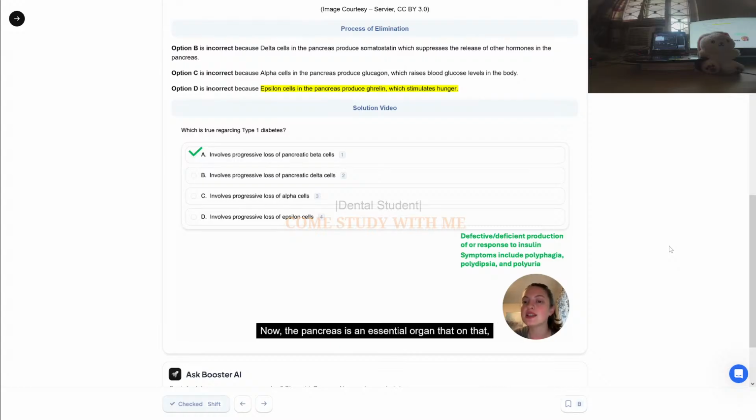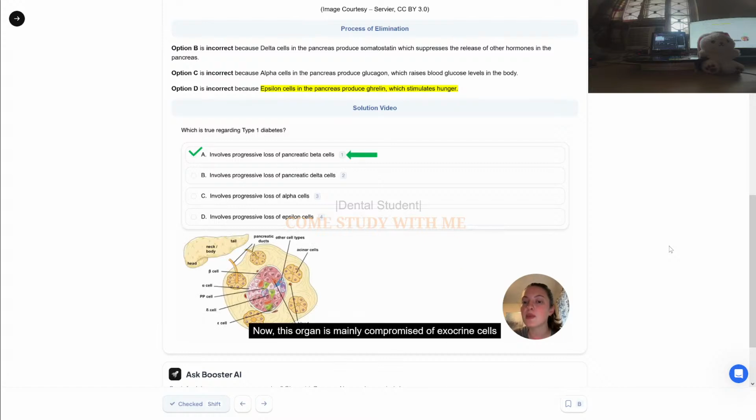Now, the pancreas is an essential organ that not only plays a role in digestion, but also aids in regulating the blood sugar and other metabolic functions. Now, this organ is mainly comprised of exocrine cells that function in producing digestive enzymes, but we will not focus on these as our beta cells are endocrine cells, as are the rest of the answer choices.